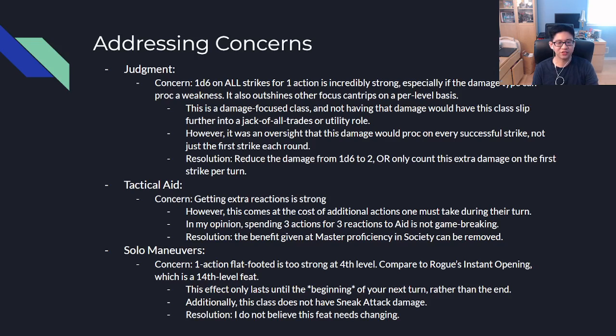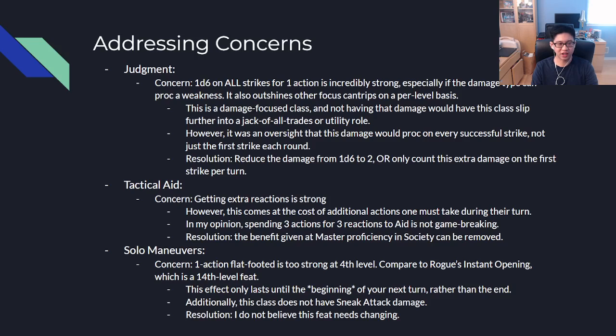And finally, the last feat that I saw come under fire was Solo Maneuvers. It's a 4th level feat that inflicts flat-footed on an enemy until the beginning of your next turn. This was compared to the Rogue's Instant Opening at level 14, where it would last till the end of their next turn. The difference between these two features is that Solo Maneuvers only provides its benefits for 2 actions, whereas Instant Opening provides its benefits for 5 actions. If it's to the end of your next turn, you still have the 2 remaining actions on your turn, in addition to the 3 actions that you take on the next turn.